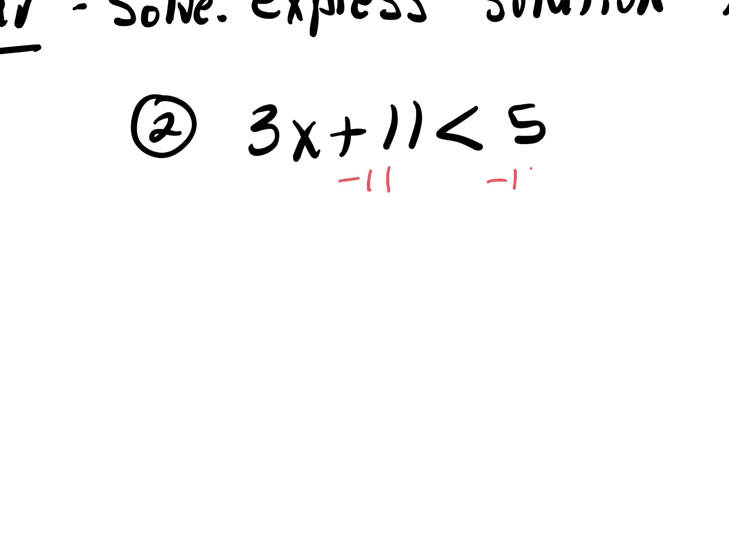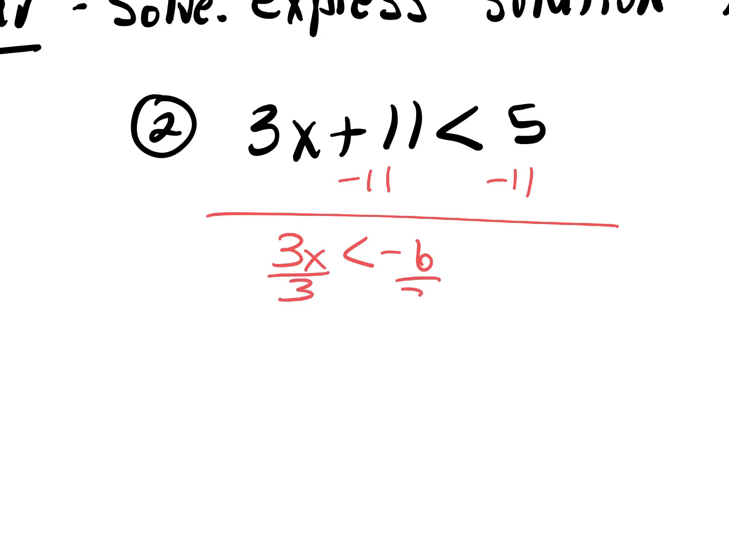Subtract 11. So 3x is less than negative 6, right? And then what? Divide by 3. So x is what? Negative 2. Less than. Say with confidence. Do I flip the sign? No. Did I multiply or divide by a negative number? No.